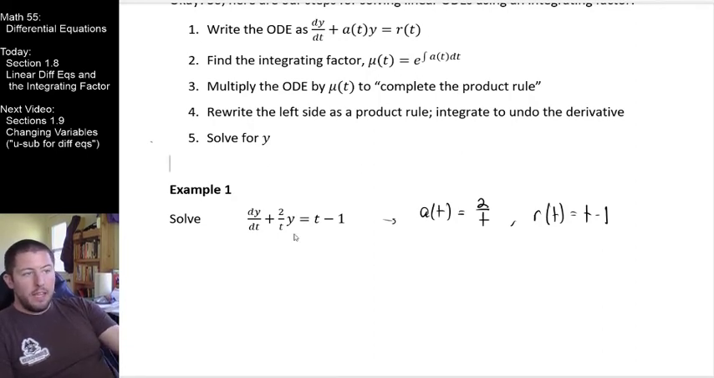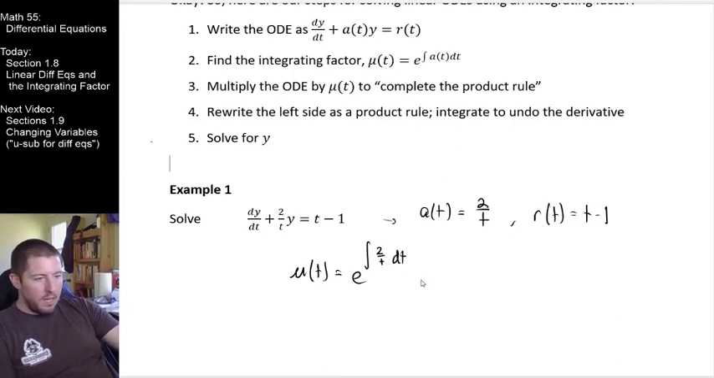Step 2, find the integrating factor mu of t. So I'm going to identify mu of t. It should be e to the integral of 2 over t dt. It's my a of t term that we're integrating as the power on e. So I can think of this as 2 times the integral of 1 over t dt. I know that this is just a natural log of t that we're going to get up there, right?